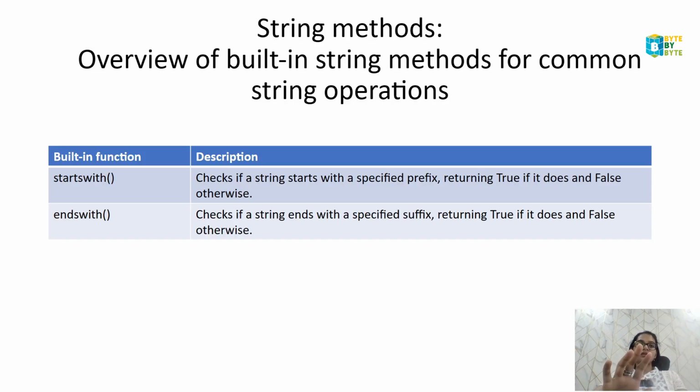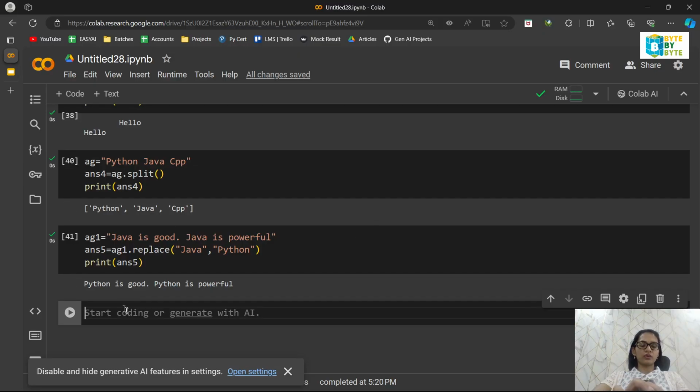Now endswith, as the name suggests, is going to check the end of the string for a specified suffix. If it is there, it is going to return true. Otherwise, it is going to return false. Okay, so let's see how it is working.